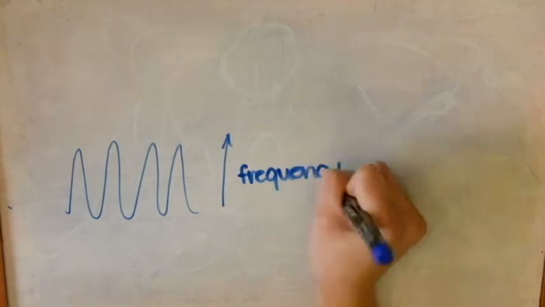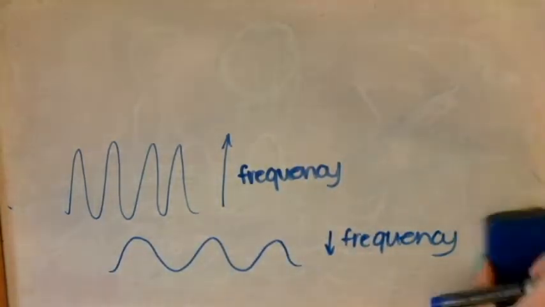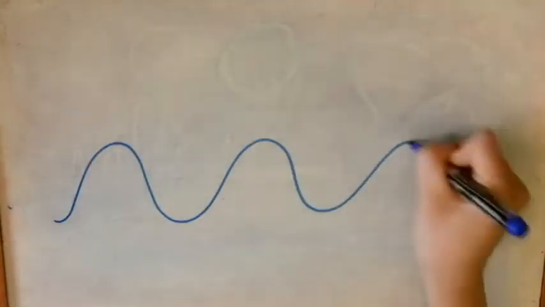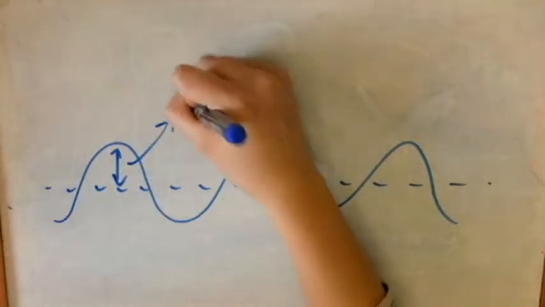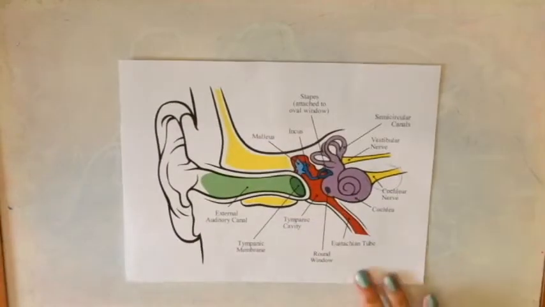Vibrations are sound waves. Sound waves with greater frequency we perceive as higher pitch. Vice versa, a lower frequency also means lower pitch. The amplitude of a sound wave decides how loudly we perceive the sound.